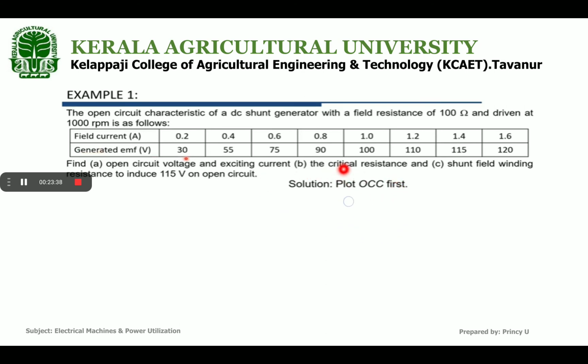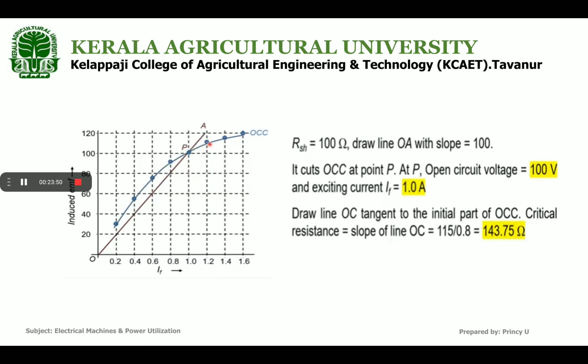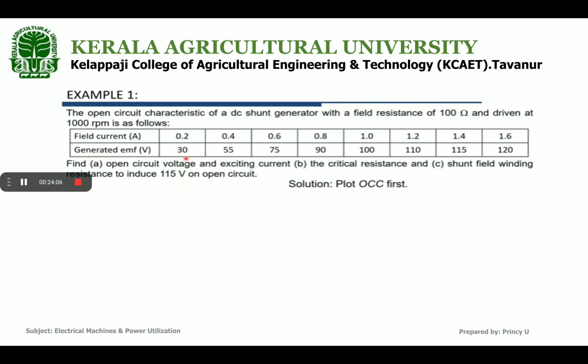So first you have to plot OCC by using these values. By taking field current on x-axis and generated EMF on y-axis, you may plot this characteristics curve. Okay, now you have plotted this characteristics curve like this. This is your characteristics curve, OCC curve, by using those values. corresponding IF-ഉം EG-യും ഉപയോഗിച്ച് നിങ്ങൾ ഈ കർവ് വരയ്ക്കാം. Then first നിങ്ങളോട് എന്താ കണ്ടുപിടിക്കാൻ പറഞ്ഞിരിക്കുന്നത്, you have to find out open circuit voltage and exciting current.